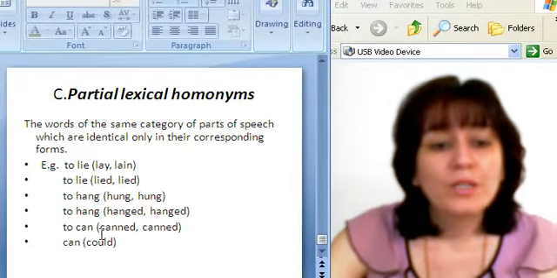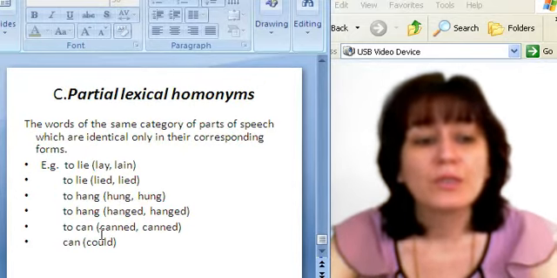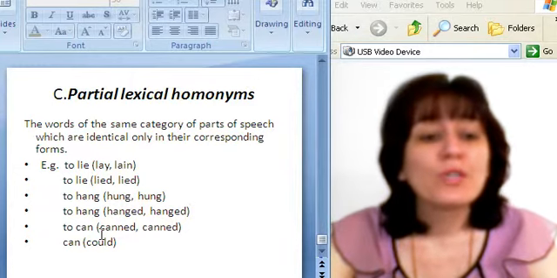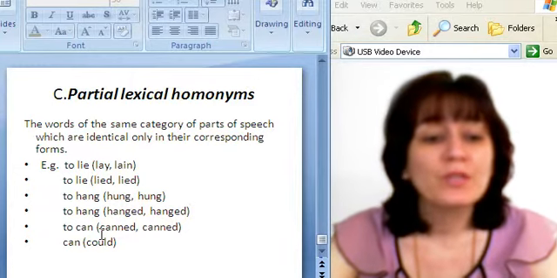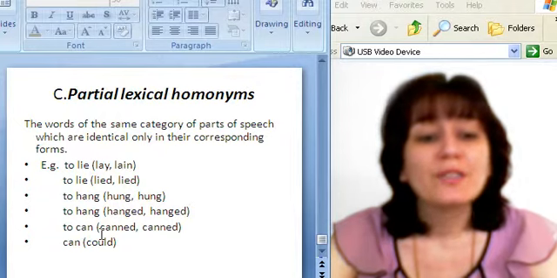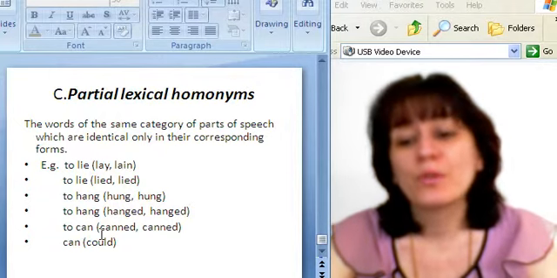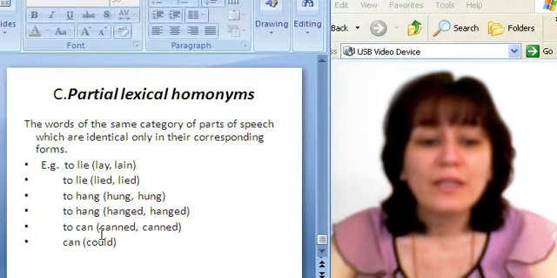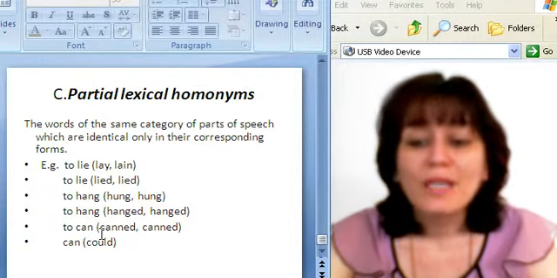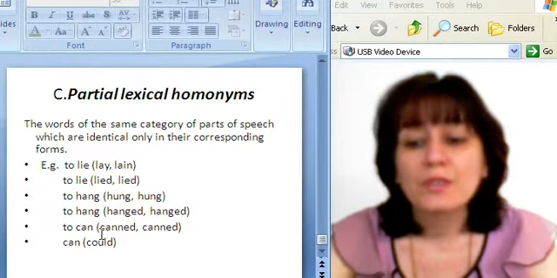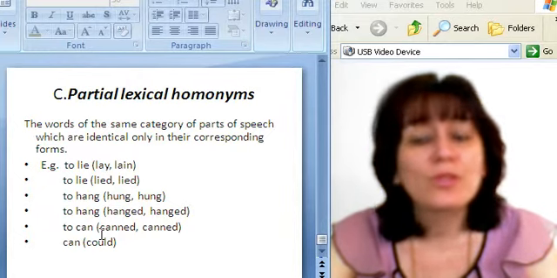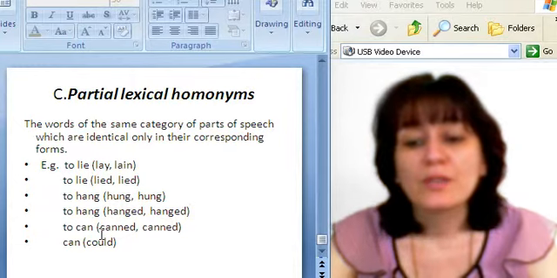And now let us deal with partial lexical homonyms. So partial lexical homonyms are the words of the same category of parts of speech which are identical only in their corresponding forms. For example, to lie and to lie. So to lie in the first case, to lie, lay, lying, means to put yourself in a flat or horizontal position, and to lie, lied, lied, means to say or write something that you know is not true.